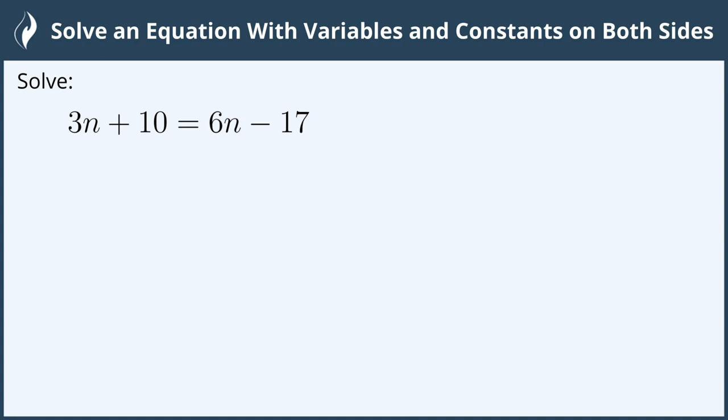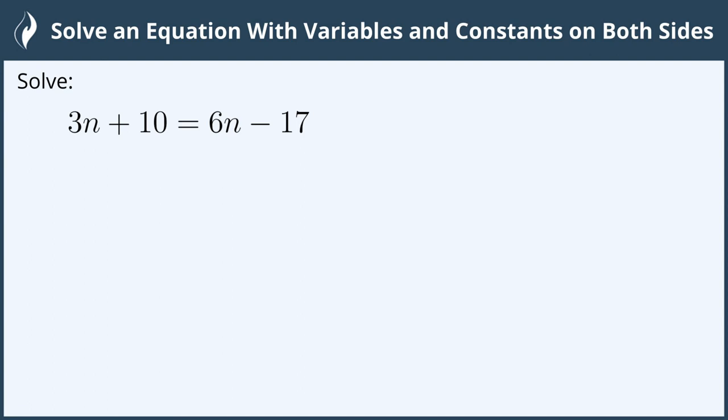Our goal is to combine all of the terms with variables on one side of the equation and all of the terms or constants without a variable on the other side of the equation. Since we have terms with variables on both sides and terms that are just constants on both sides, it doesn't matter which side we pick. It'll be the same number of steps either way.